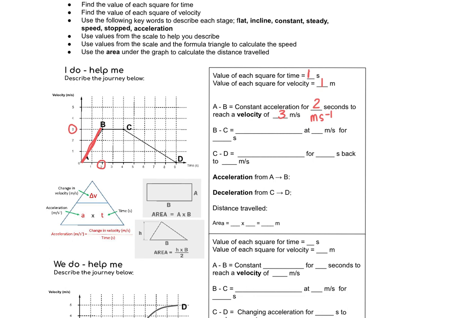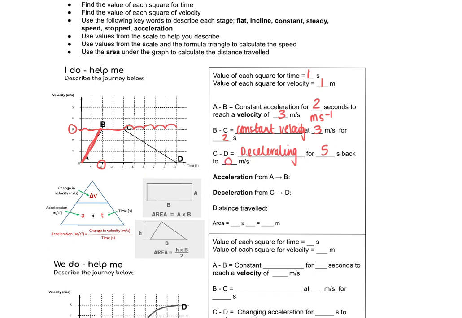From B to C, if it was a displacement time graph, we'd say it stopped, but it hasn't, it's stayed at 3 metres per second. So that means it's a constant velocity at 3 metres per second, and it stays there for 2 seconds. And then from C to D is going back down, so that means it's decelerating, and it's decelerating for 1, 2, 3, 4, 5 seconds, and it ends up going back to 0 again.